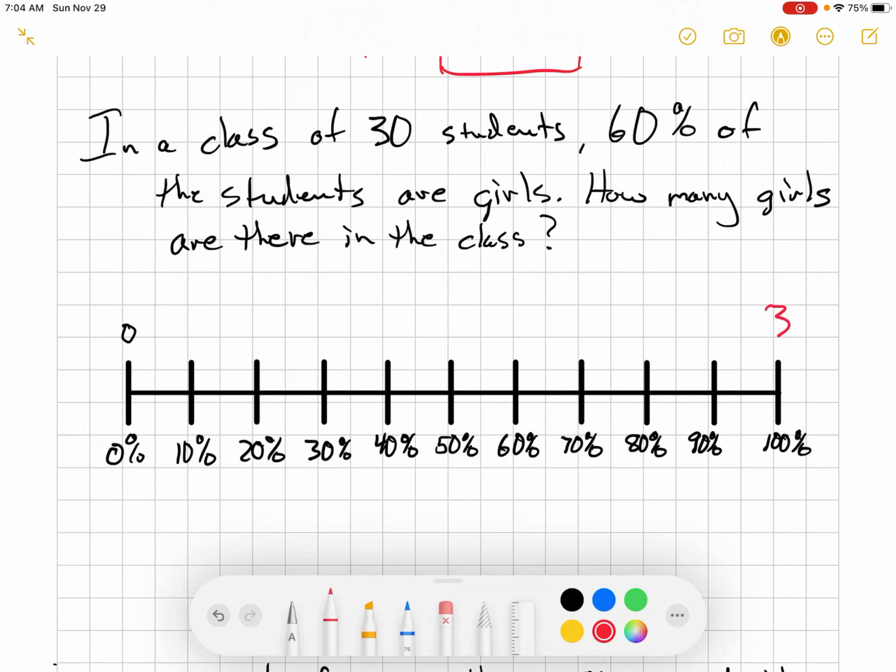Okay, so hopefully you wrote the 30 here. I will just emphasize how super easy it is to get to 10%. Divide by 10. 3, 6, 9, 12, 15, 18, 21, 24, 27, and 30. Where's my 60%? 18. In a class of 30 students, 60% of the students are girls. How many girls are there in the class? 18 girls.